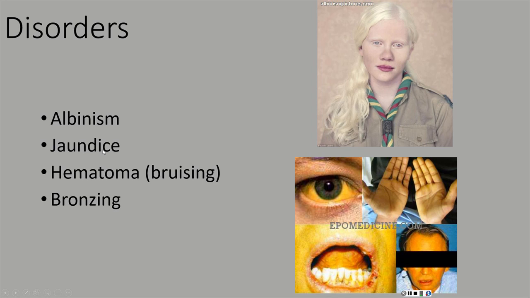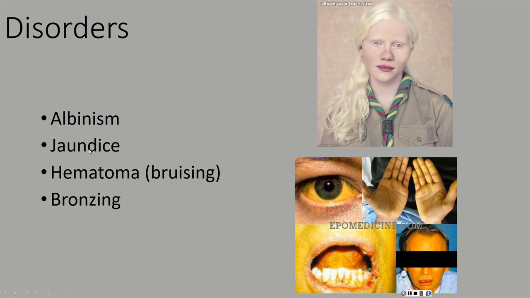Next we have jaundice. Well, let's go back to albinism real quick and talk about something that can arise from that. If you don't have melanin, you're not going to be able to protect from ultraviolet B radiation. So one thing that is seen with someone with albinism is they have a very elevated risk of skin cancer because they can't block out that ultraviolet B radiation.